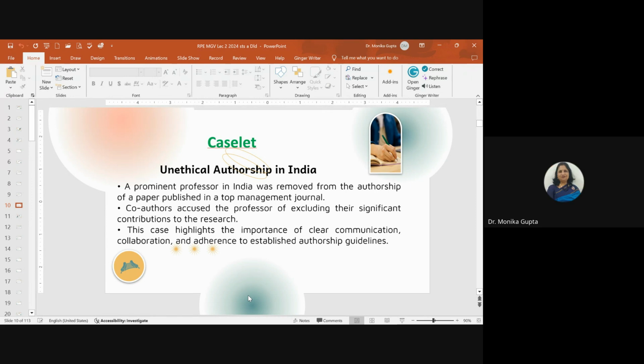Anyone else would like to try? So, as Ma'am Agarwal suggested, for professors: loss of reputation, potential termination of employment, retraction of the paper, and damage to career and legal issues. For co-authors: potential damage to reputation, loss of trust from collaborators, and difficulty in publishing future research. And for institution: damage to institution's reputation, loss of credibility, potential legal issues, and financial implications.